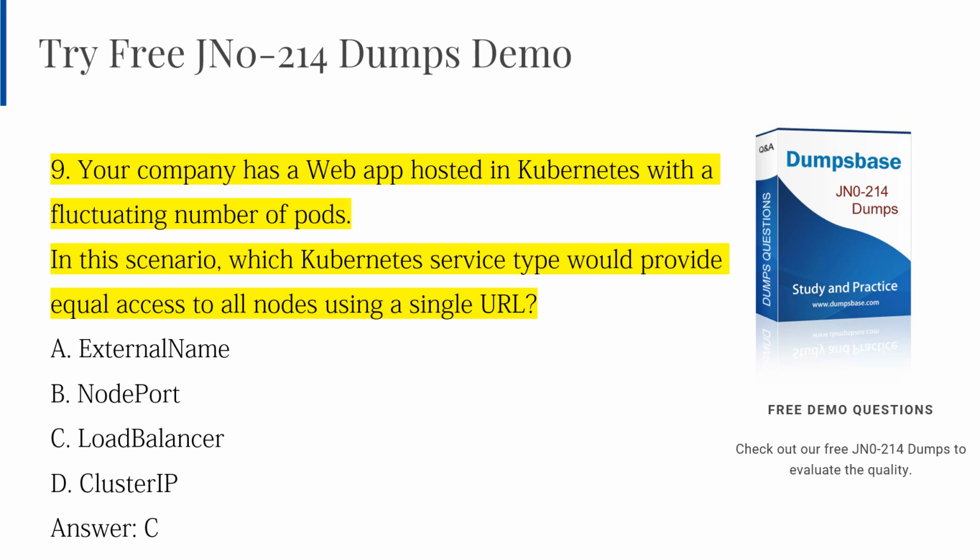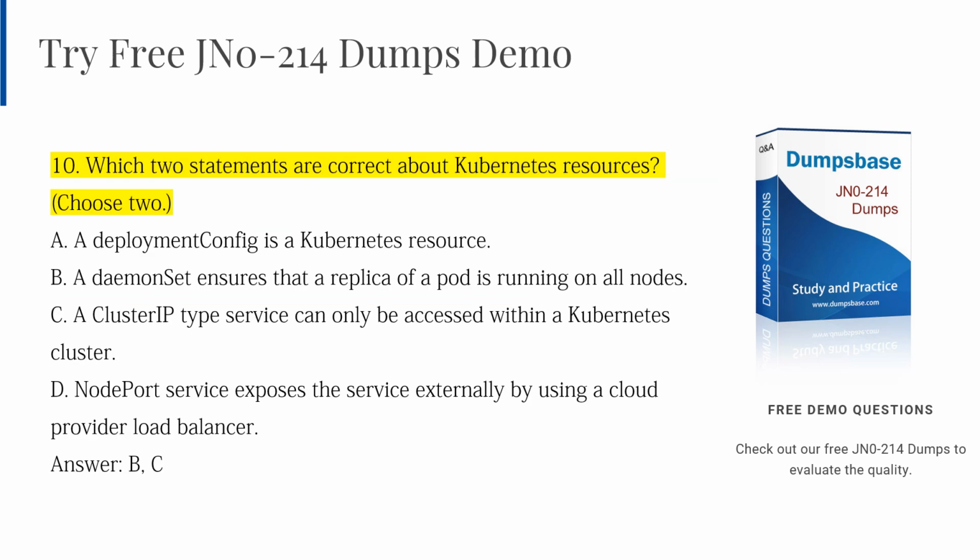9. Your company has a web app hosted in Kubernetes with a fluctuating number of pods. In this scenario, which Kubernetes service type would provide equal access to all nodes using a single URL? A. External name. B. Node port. C. Load balancer. D. Cluster IP. Answer: C.